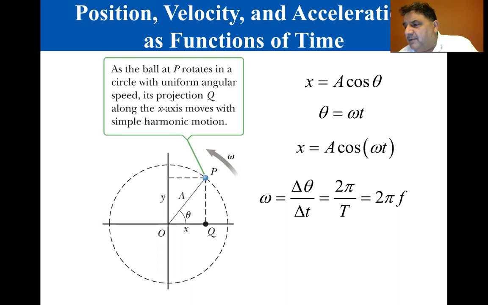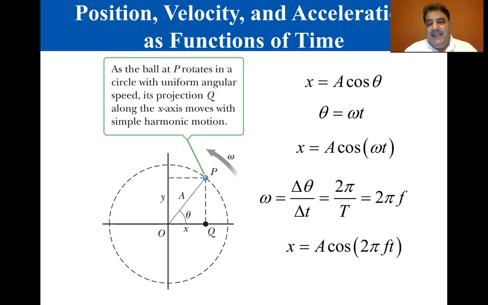The angular speed of the ball as it moves around the reference circle is the same as the angular frequency of the projected simple harmonic motion. So we can also rewrite our expression for x as shown here: x is equal to A cosine of 2 pi f t. We can also write that as A cosine omega t.